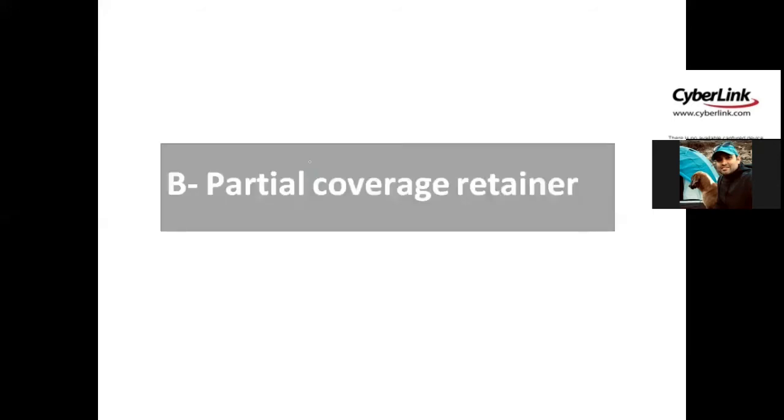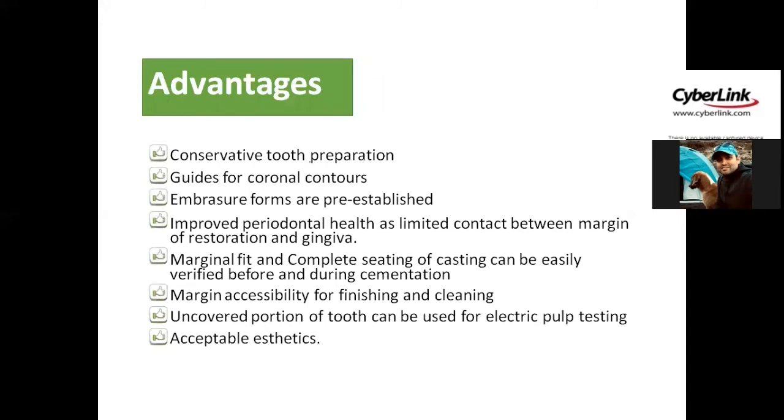Then come to your partial coverage retainers. They are preferred over full veneer crowns because they require less tooth reduction, but they are less retentive compared to full veneer crowns. Pins can be fabricated to fit pinholes created on the tooth for additional retention. So the advantages are conservative tooth preparation, as we can save one side at least, and guides for coronal contour and embrasure forms are pre-established.